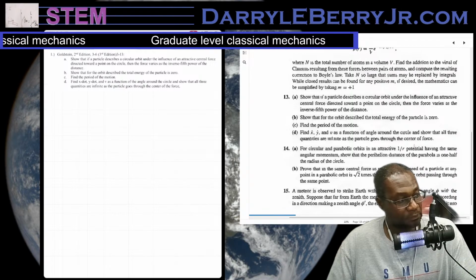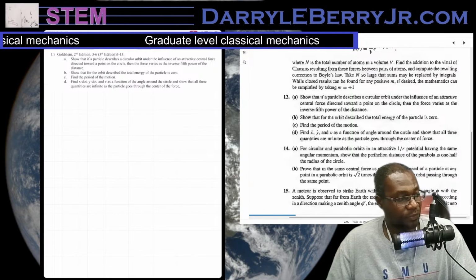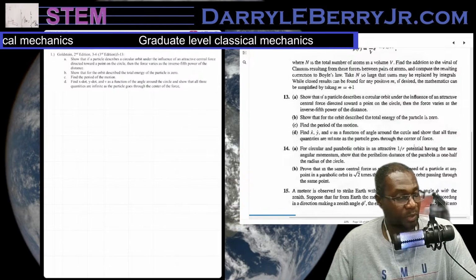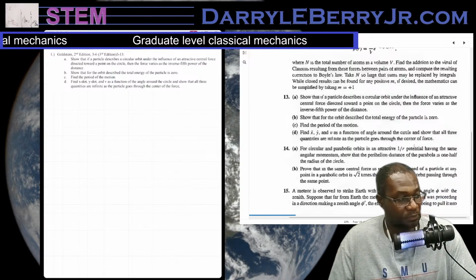All right. So that for the orbit described, the total energy of the particle is 0. Find the period of motion. Find x dot, y dot, and v as a function of angle around the circle. And show that all three quantities are infinite as the particle goes through the center of force.